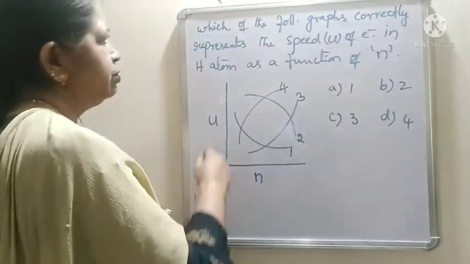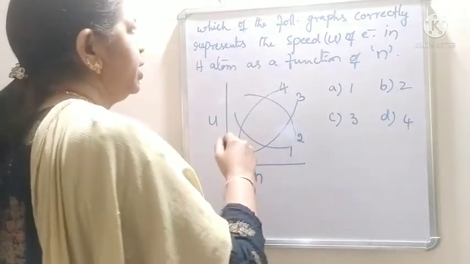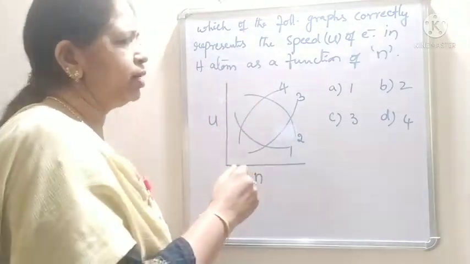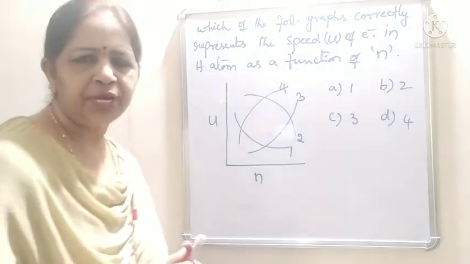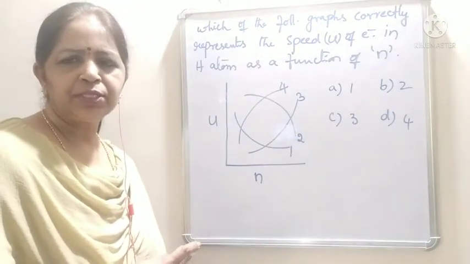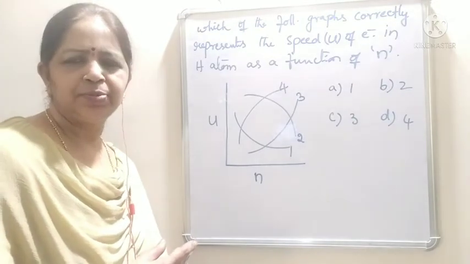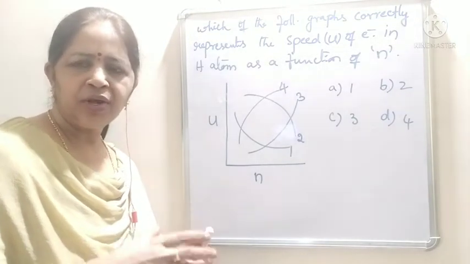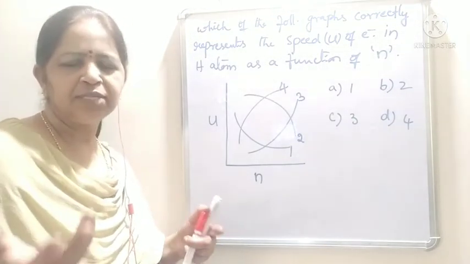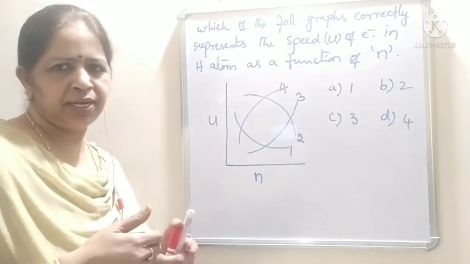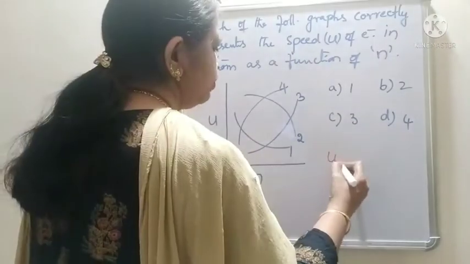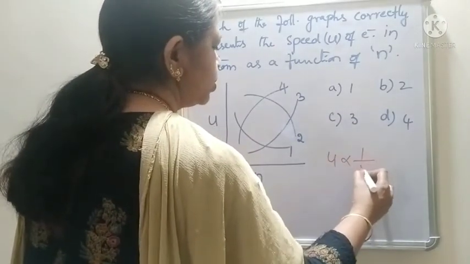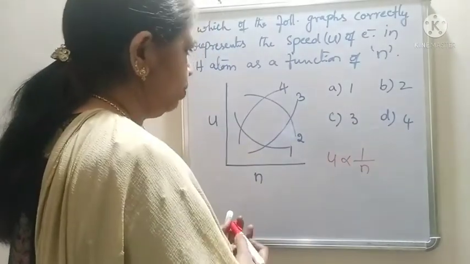Next question is, which of the following graphs correctly represent the speed of electron in the hydrogen atom as a function of principal quantum number? What is the relation between the speed of revolving electron and the principal quantum number? When the electron moves away from the nucleus, the speed of the electrons will decrease. Okay? So, the velocity of the electron is inversely proportional to the principal quantum number.